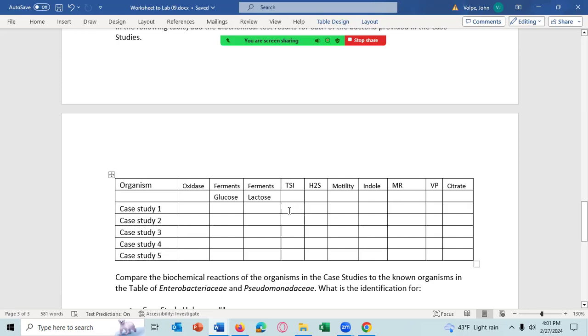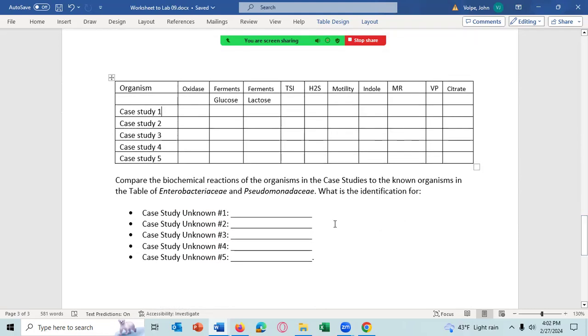But you could discuss that there. And then the motility test, with the results for the motility test, positive or negative, indole, positive or negative, MR, positive or negative, VP, positive or negative, citrate, positive or negative. So for all the case studies, put the results in for the different tests here. On some of them, you may not run, and probably most of them, you will not run all of the tests. Just leave the cell blank if that test is not being run for this case study.